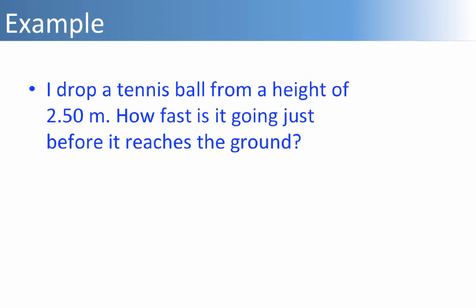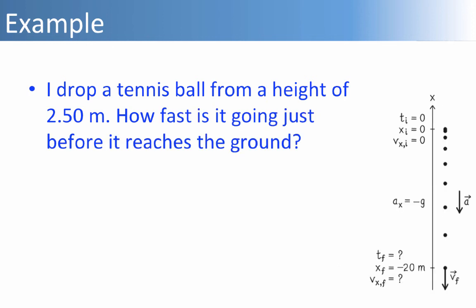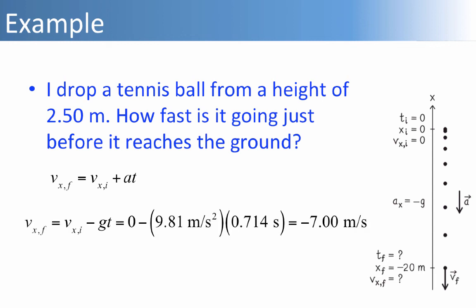What if we wanted to know the velocity of the object just before it reaches the ground? We again have our motion diagram to refer to, and we remember that our final velocity equals the initial velocity plus a times t, where a is equal to minus g. And so our final velocity is minus 9.81 meters per second squared times the time we just found, 0.714 seconds, and that's equal to minus 7.00 meters per second. Right, so that's one simple example. We'll do more examples like this in class and continue with our constant velocity work.